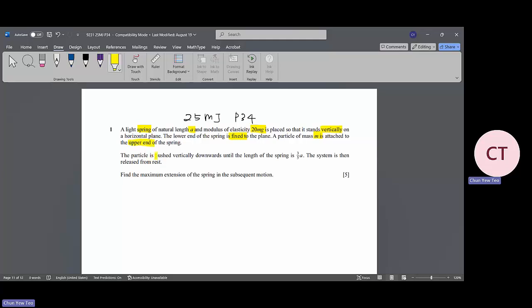A particle of mass m is attached to the upper end of the spring. The particle is then pushed vertically downward until the length of the spring is 3/5a. The system is then released from rest. Then we want to find the maximum extension of the spring.